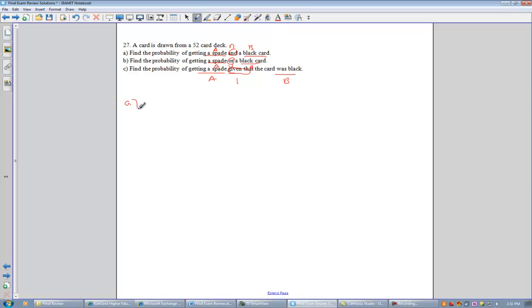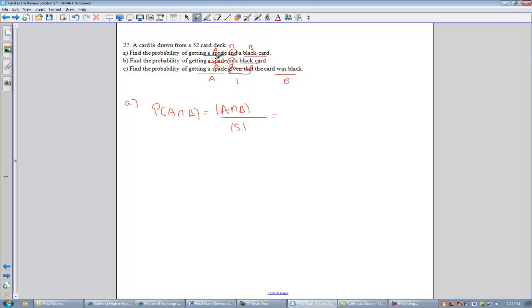Alright, so let's do these. In part A, it's the probability of A intersect B. And we have to be careful here. I'm not sure if the events are independent or not. If they're independent, you can use the formula, but I'm not going to assume that. What I'm going to do is just count the number of things in A intersect B, all divided by the number of things in my sample space S.